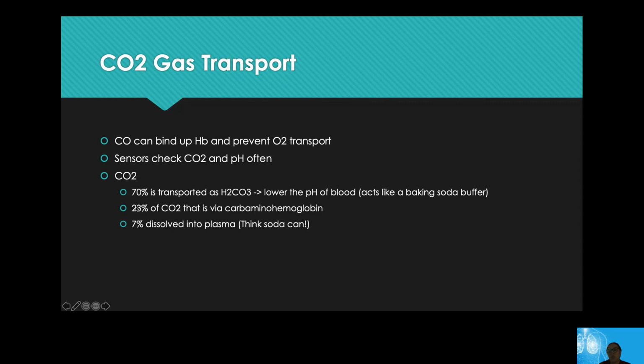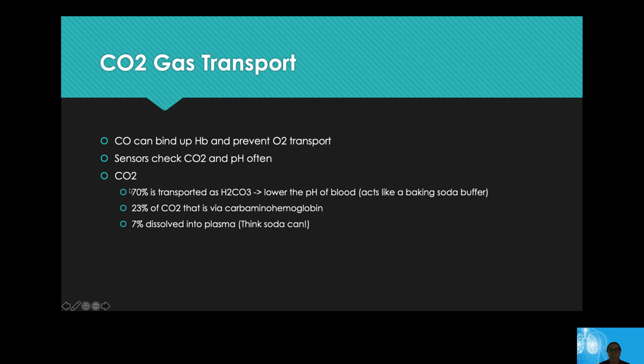On the other side of it, 23% of your CO2 can find its way into hemoglobin and be carried as carbaminohemoglobin. Then there's a small amount, 7%, that you dissolve into the plasma itself, kind of like a soda can that has yet to be popped. So combining it together, guys, 77% is mostly just dissolved and only 23% is transported with hemoglobin.